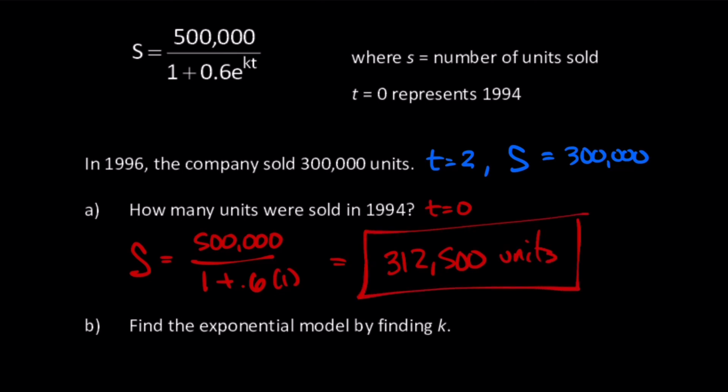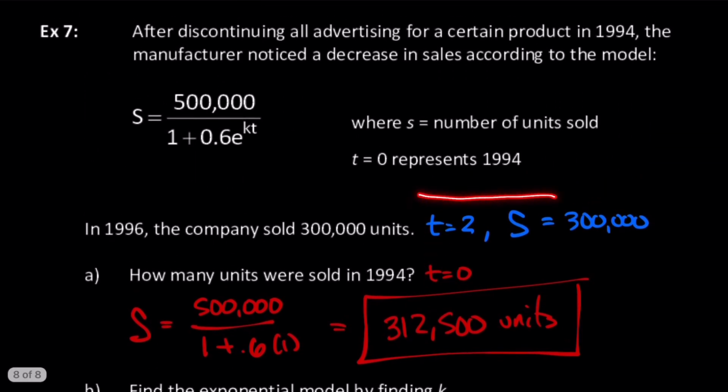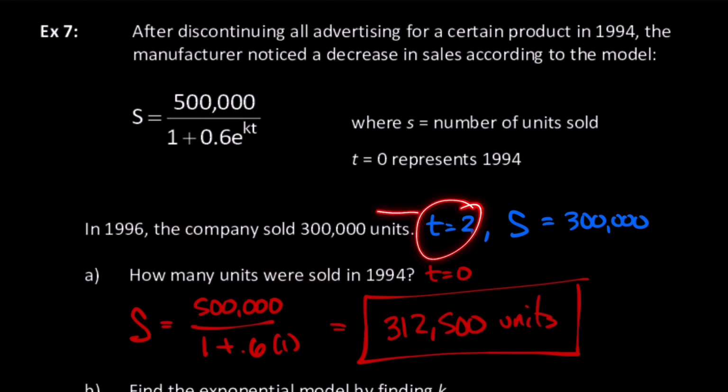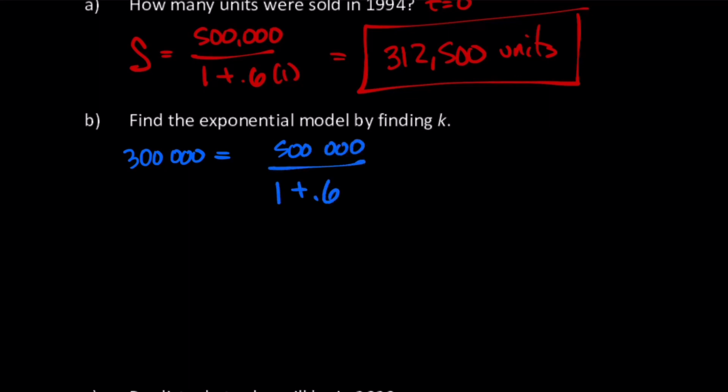Find the exponential model by finding k. This isn't real easy, but remember we've got this data point here. So I know S is going to be 300,000. That's going to go there. t equals 2. That's going to go there. Let's work that out. So 300,000 equals 500,000 divided by 1 plus 0.6 e to the 2k.